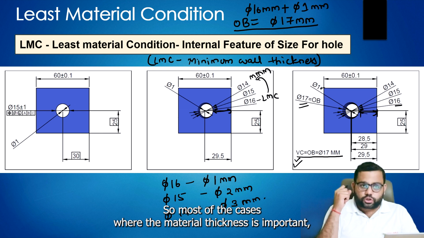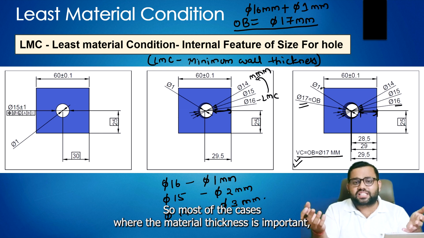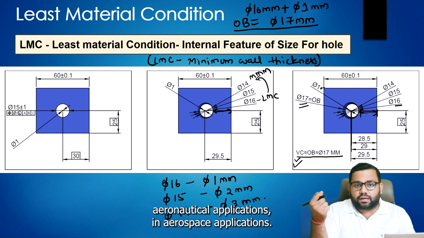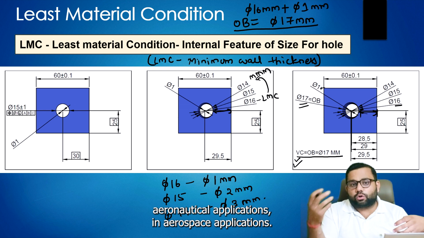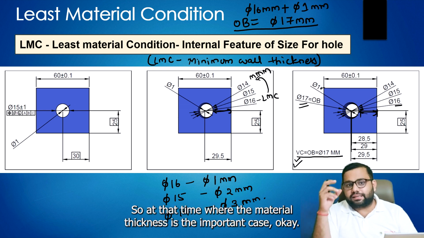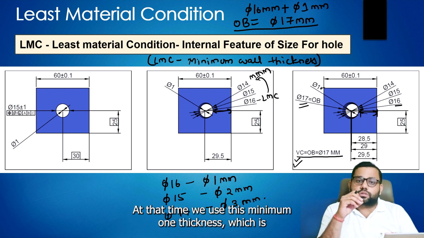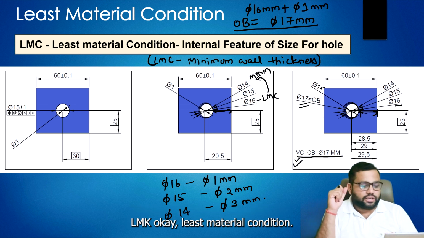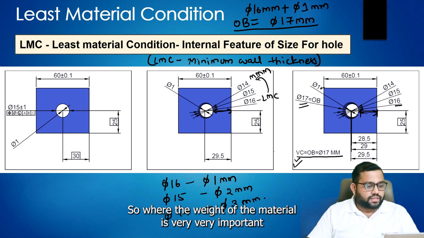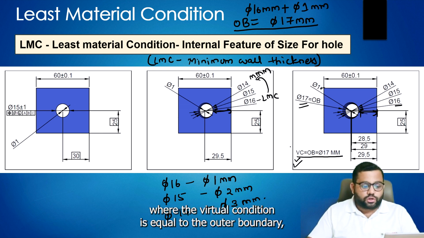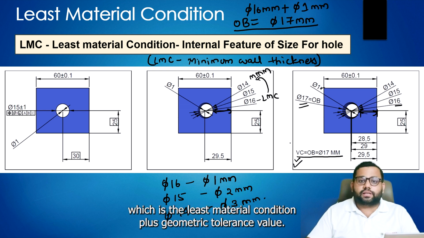Most of the cases where the material thickness is important, where the weight of the material is important, like in aerospace and aeronautical applications, at that time we use this minimum wall thickness, which is LMC, least material condition. Where the weight of the material is very, very important, we use the least material condition, where the virtual condition is equal to the outer boundary, which is the least material condition plus the geometric tolerance value.